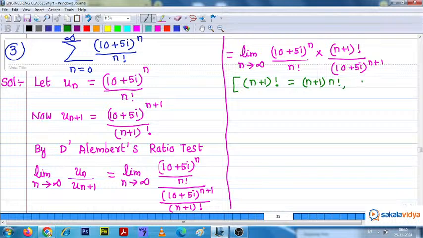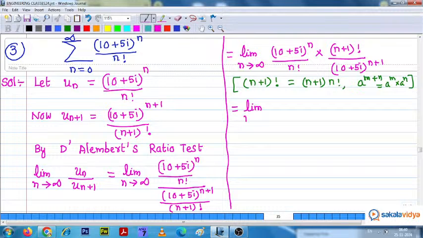And also we have the a to the power of m plus n formula, that we can write as a to the power of m into a to the power of n. With the help of these two, now we can simplify. Now we are going to simplify like this.